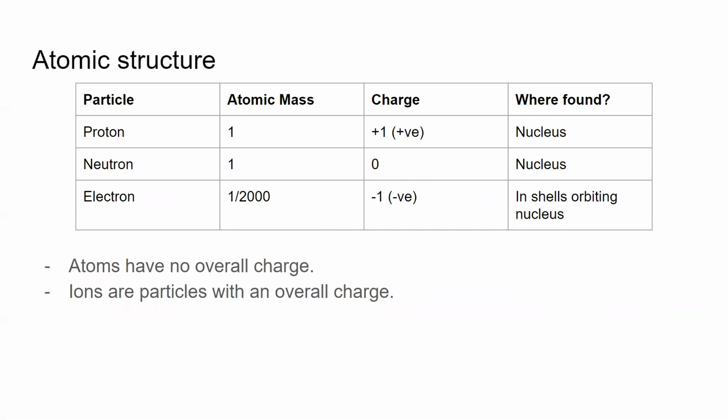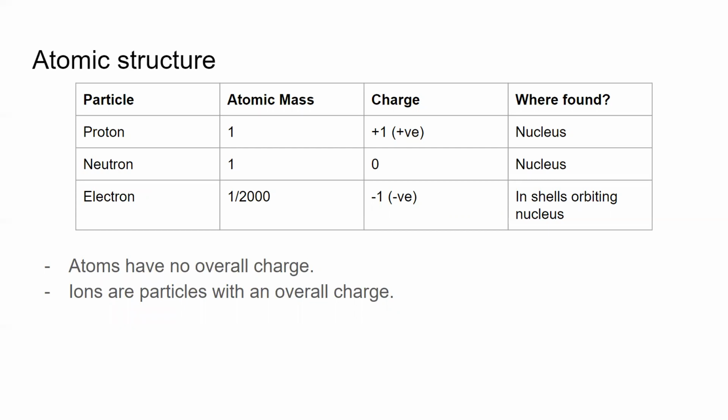Now, protons and neutrons both have an atomic mass of 1, but the electron has an atomic mass of 1/2000th, so it's 2,000 times smaller than the proton and the neutron. The proton has a positive charge of +1, the neutron has a neutral charge, so no charge, and the electron has a negative charge of -1. As seen from the previous slide, the proton and the neutron are both found in the nucleus, whereas the electron is found in shells orbiting the nucleus.